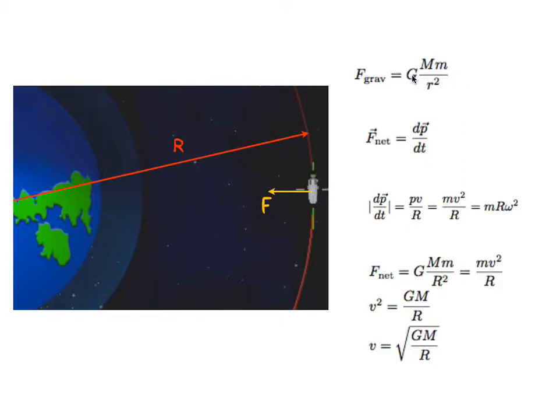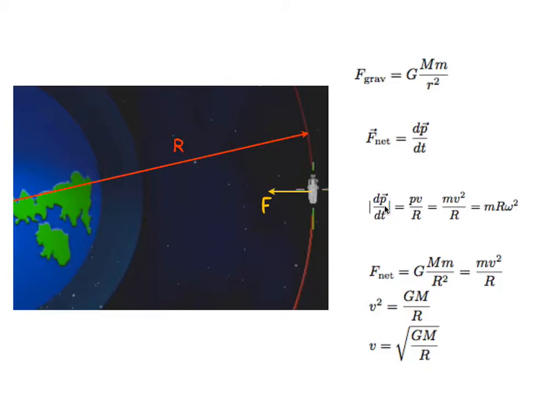So here's the gravitational force on the spacecraft. The gravitational constant G, I use big M for the mass of the Earth, little m for the mass of the spacecraft, and r is the distance to the center of the Earth. The momentum principle says this net force is the change in momentum over the change in time.